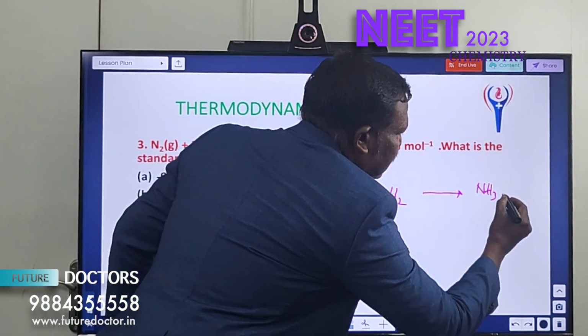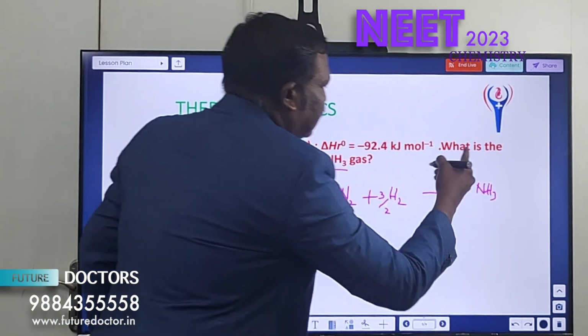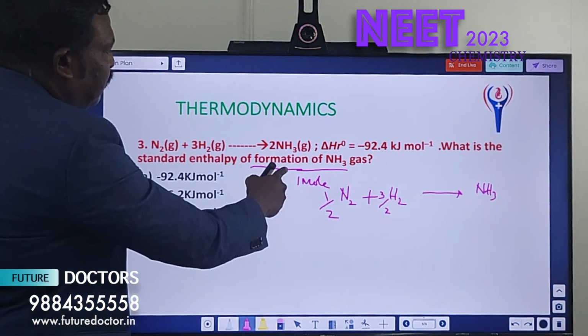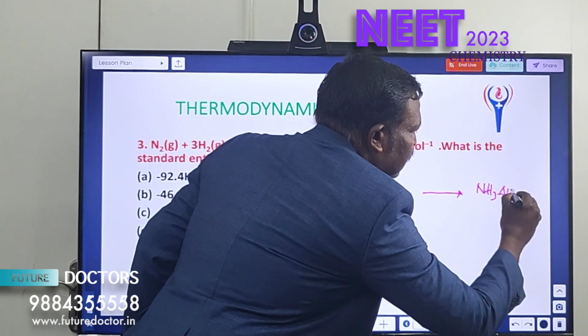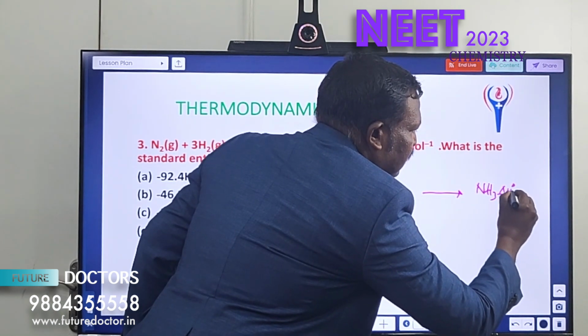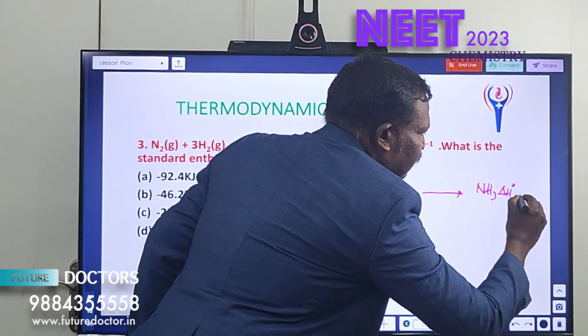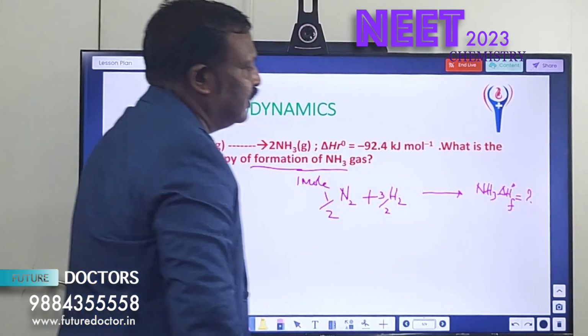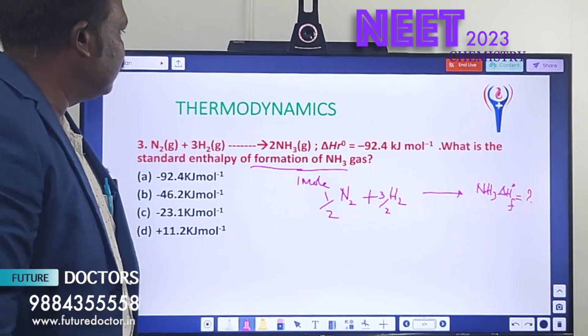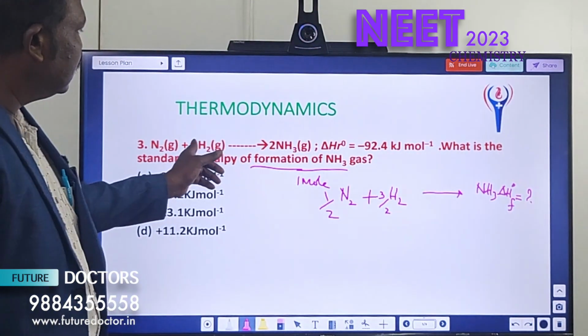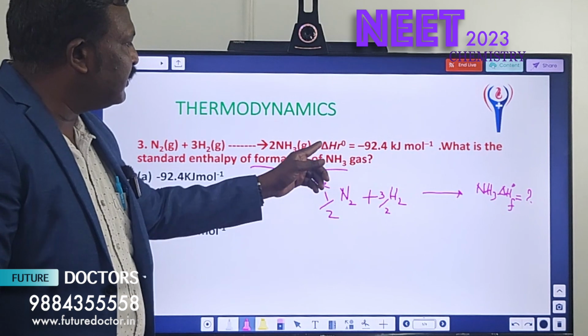So what does the symbol mean here? You know what the symbol is. Standard enthalpy of formation, the symbol is delta H. Standard means naught. Delta H of formation, F, is equal to question mark. Standard enthalpy of formation, this one we have to find out. But what is given? The given is standard enthalpy of reaction.